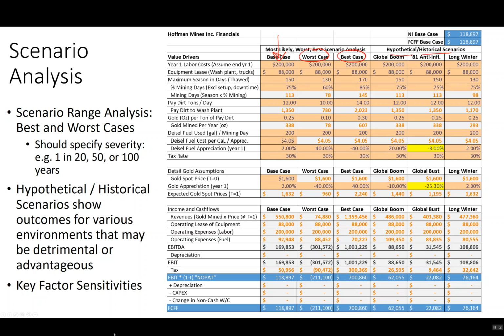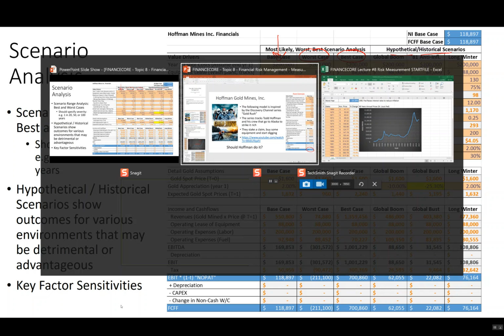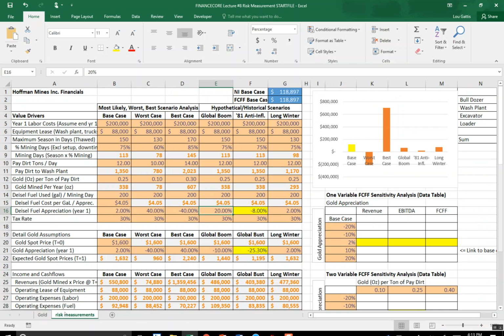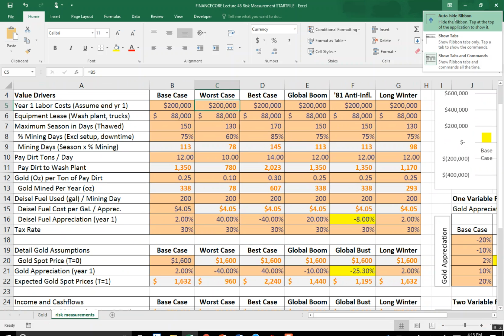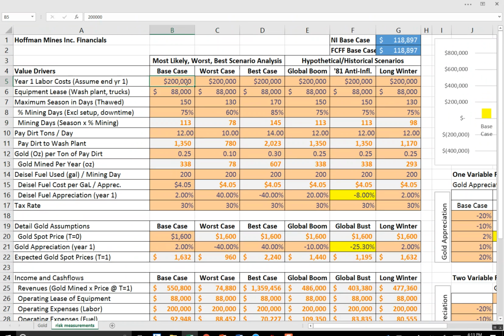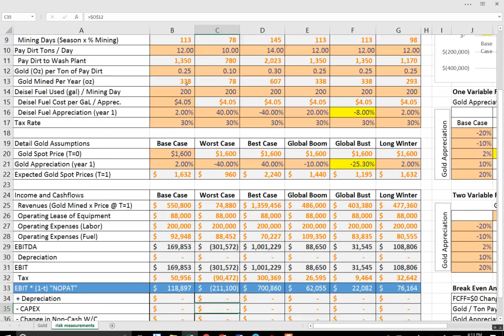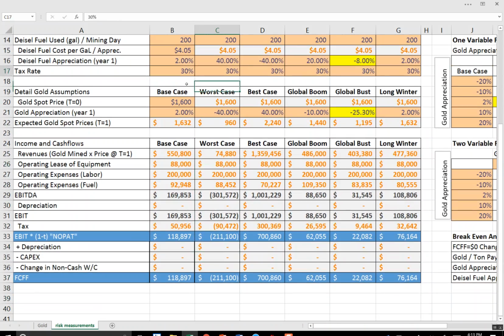And we're going to go ahead and look at the model, and we'll look at some of the formulas. I'm going to go to risk measurements. And again, you can see, let me minimize this a little bit. And you can see here are my parameters. Those parameters drive my income statement and my free cash flows. So what have I done here?